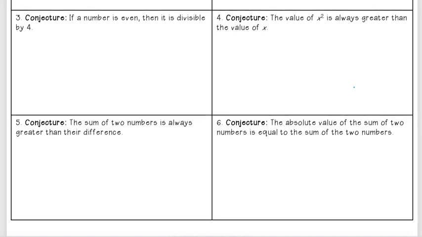Okay, next one. If a number is even, then it is divisible by 4. So this is saying all even numbers are divisible by 4. So I need to find an even number that is not divisible by 4. Well, one of the first few, you can do 6. 6 is even, but not divisible by 4.